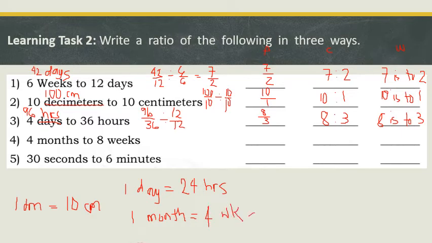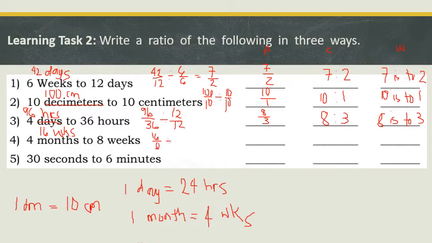So, 4 weeks po siya. We have, sa example natin na 4 months. Kung ang isang buwan ay 4 weeks, so ilan lahat yun sa 4 months? So, 4 times 4 ay 16. So, we have 16 weeks. So, 16 weeks to 8 weeks. So, 16 is to 8.